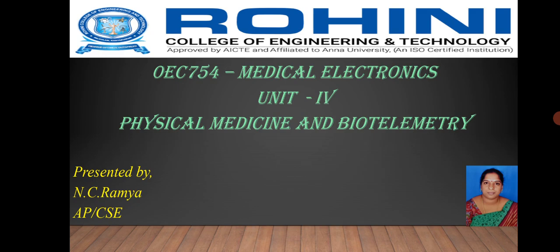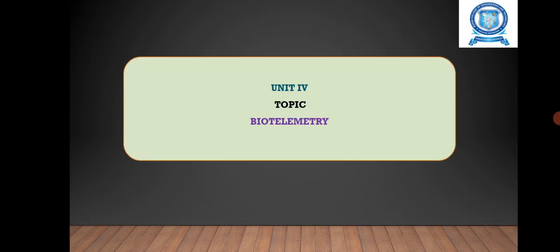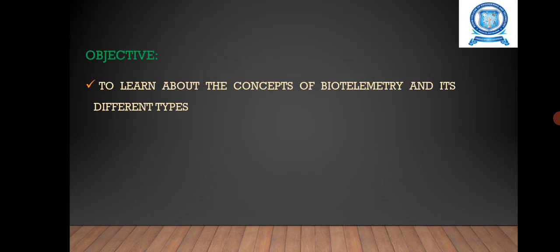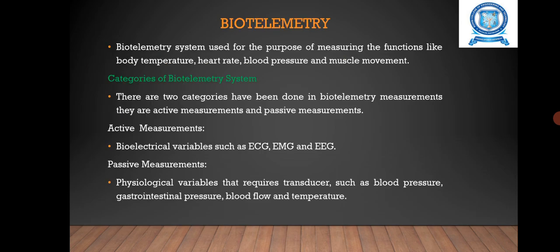Subject code OEC 754, Unit 4, Biotelemetry. Objective: to learn about the concepts of biotelemetry and its different types. A biotelemetry system is used for measuring functions like body temperature, heart rate, blood pressure, and muscle movement. Biotelemetry is particularly important because it can be used to remotely track the vital signs of ambulatory patients.